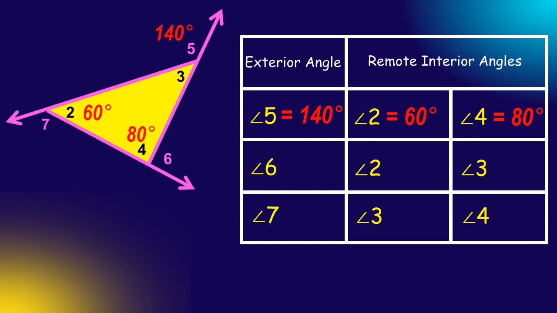Okay, so ibig sabihin yan, para makuha natin yung measure ni angle 6, ang kabuuang measure nito is 180 degrees. Ay kita natin na ang angle 4 is 80 degrees. So pwede natin itong gawin. Bawasin natin si 80 degrees sa 180 degrees kasi ang kabuuan ng angle 4 at angle 6 ay 180 degrees. 180 degrees minus 80 degrees, the answer is 100 degrees. So meaning to say, the measure of angle 6 is 100 degrees.